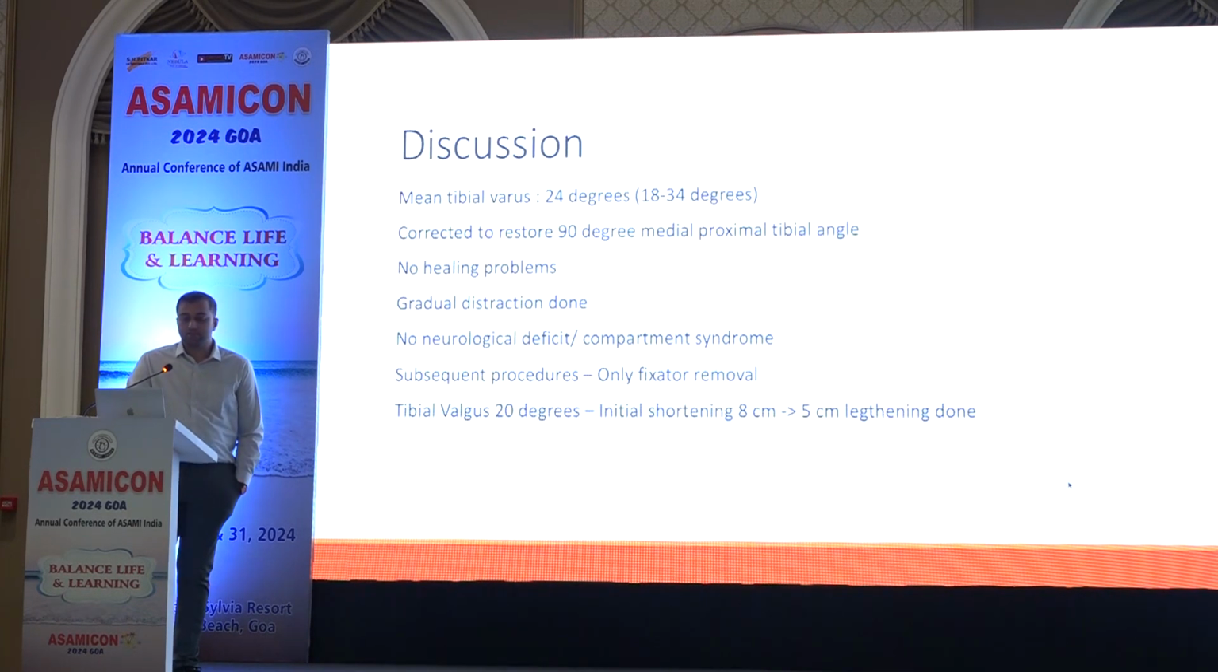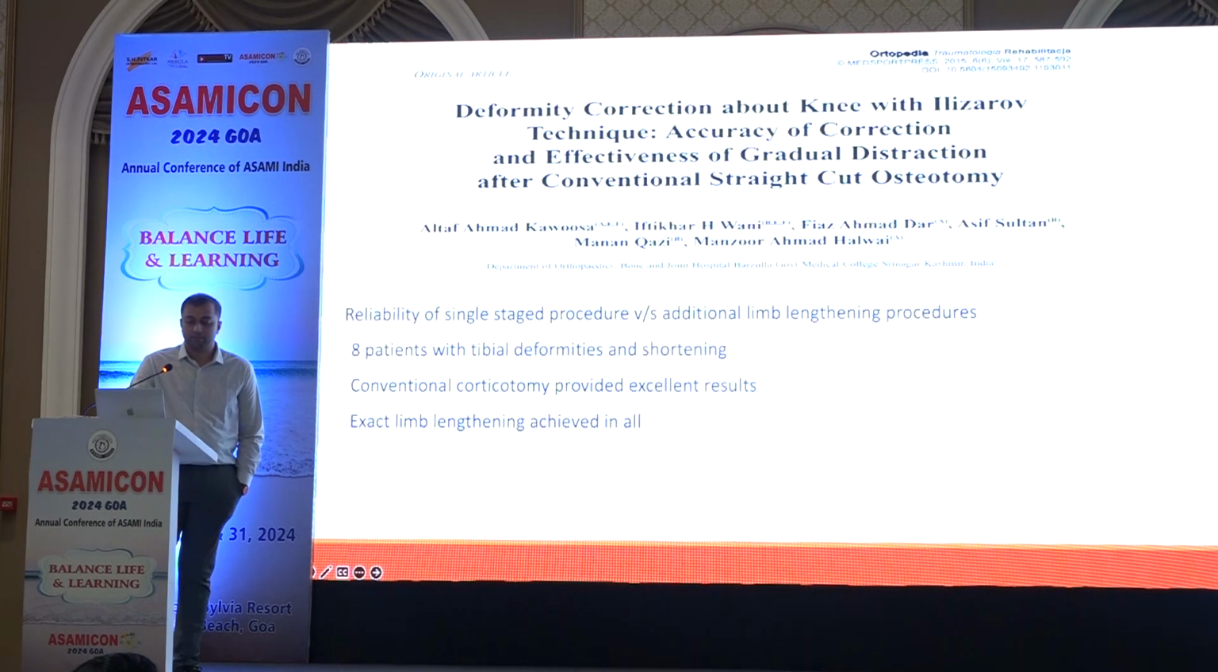In all patients, the mean tibial varus was around 24 degrees. We corrected all the deformities to around 90 degrees of medial proximal tibial angle. There were no skin issues or healing problems. We did a gradual distraction and no patient developed any neurological deficits. Subsequently, only one procedure, the removal of the fixator, was done. One patient who had a tibial valgus of 20 degrees had an initial shortening of around 8 centimeters, which we attempted to correct, and we got a lengthening.